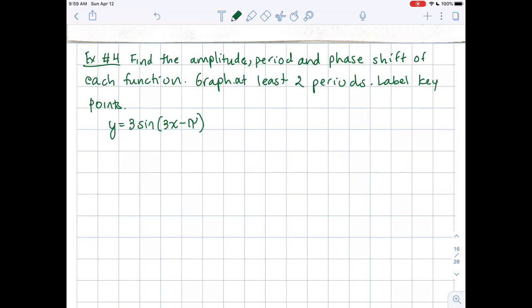So for example number 4, I decided to copy the directions and do a problem from the homework assignment in which you are not given a grid to work with in terms of an x-axis that's already pre-labeled and then a y-axis that's pre-labeled. So here we have a problem that's asking us to find the amplitude, period, and phase shift, which we haven't discussed yet, of each function. Graph at least 2 periods, label key points.